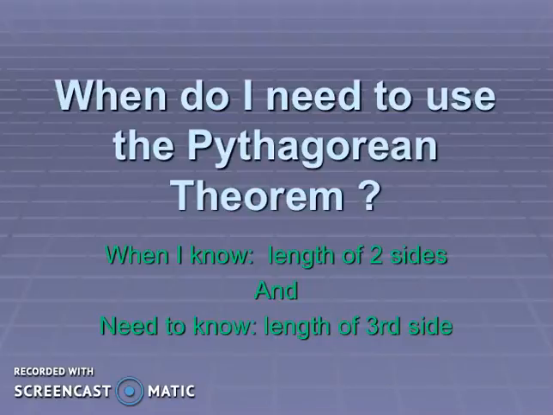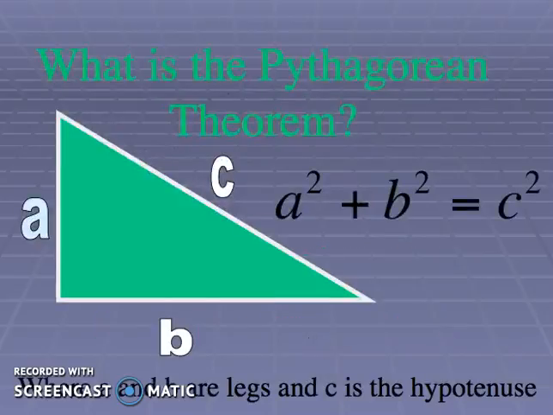Today we're going to look at the use of the Pythagorean theorem. Now the Pythagorean theorem is used when you know the length of two sides of a right angled triangle and you're looking to find the length of the third side. So what is the Pythagorean theorem?